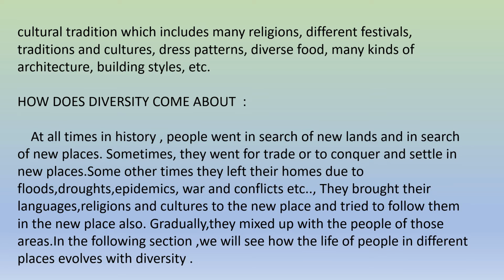How does diversity come about? At all times in history, people went in search of new lands and new places. Sometimes they went for trade or to conquer and settle in new places. Other times they left their homes due to floods, droughts, epidemics, war and conflicts, etc. They brought their languages, religions and cultures to the new place and tried to follow them there also. Gradually they mixed with the people of those areas. In the following section, we will see how the life of people in different places evolves with diversity.